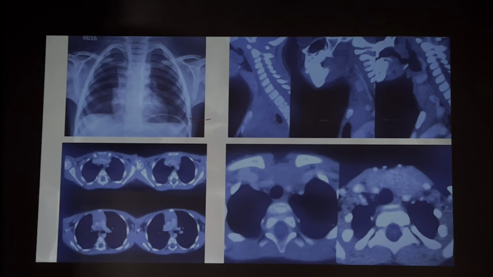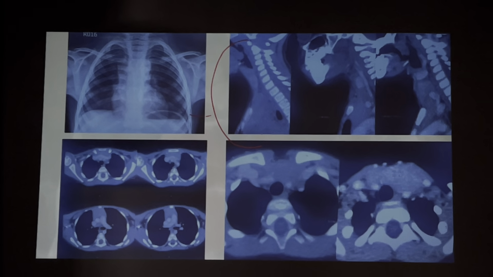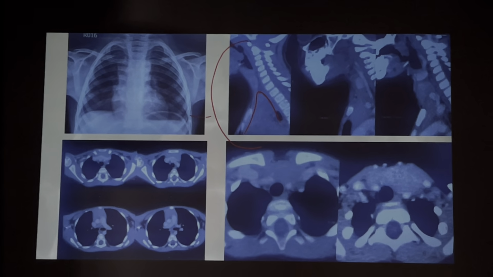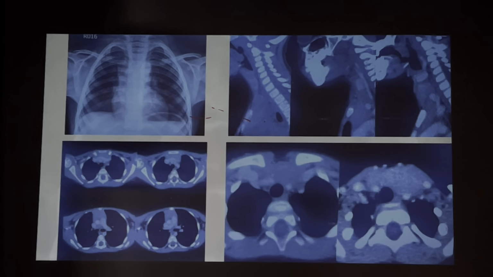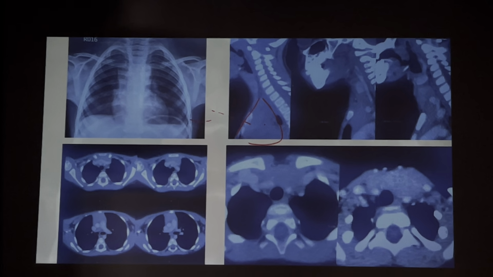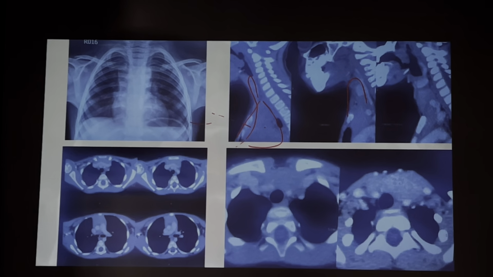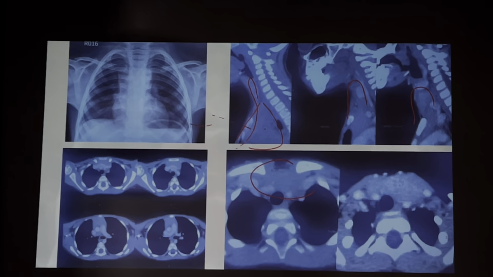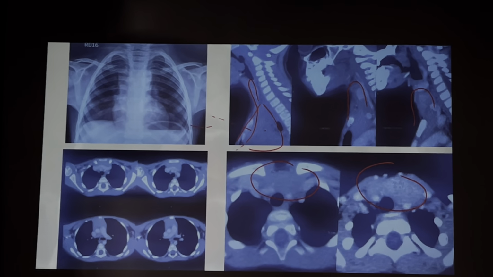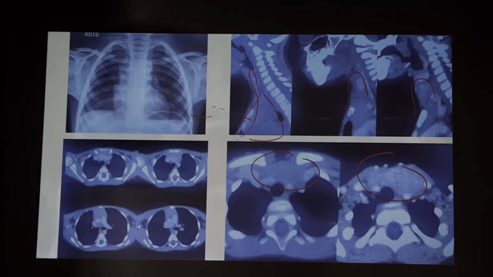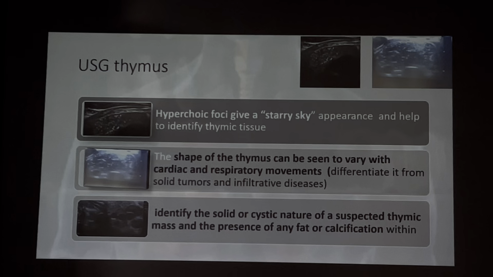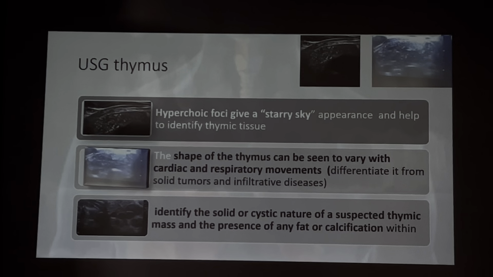I got a CT scan, and on the CT scan, this is a sagittal view, and you could find that this is an anterior mediastinal swelling and opacity which is actually entering into the neck. And also you can see this is your classical thymus which we see on a CT scan, and I showed you the ultrasonographic finding.